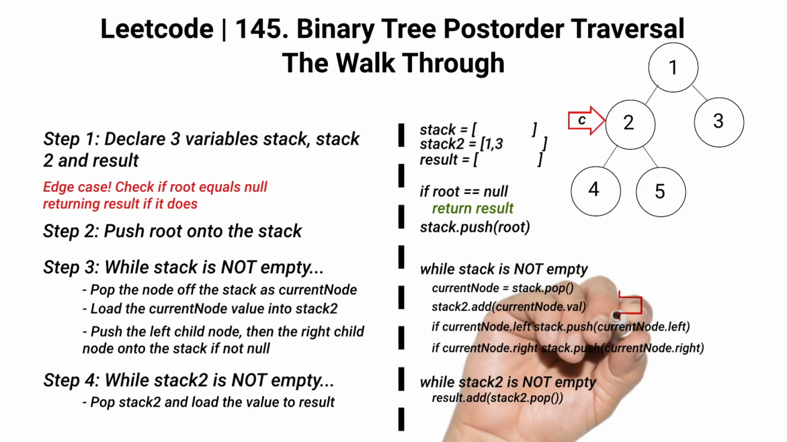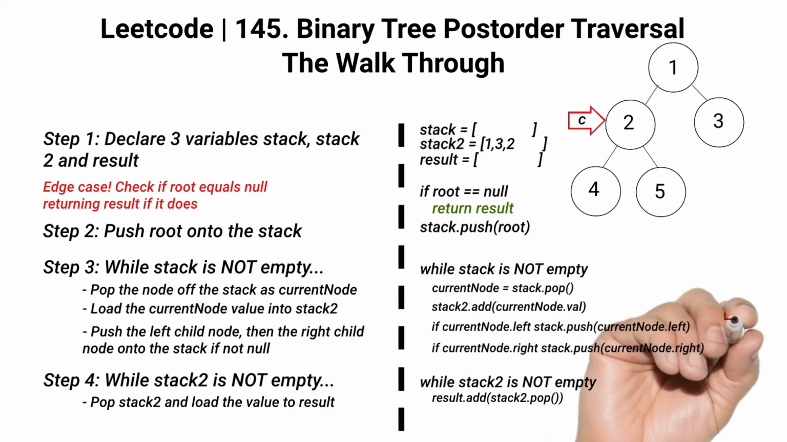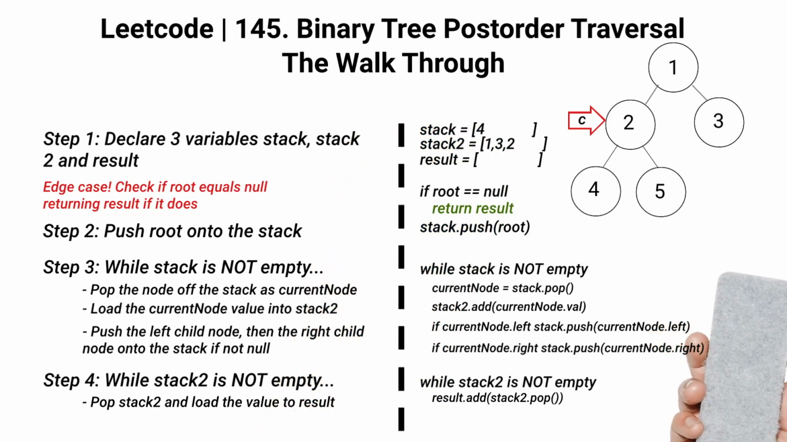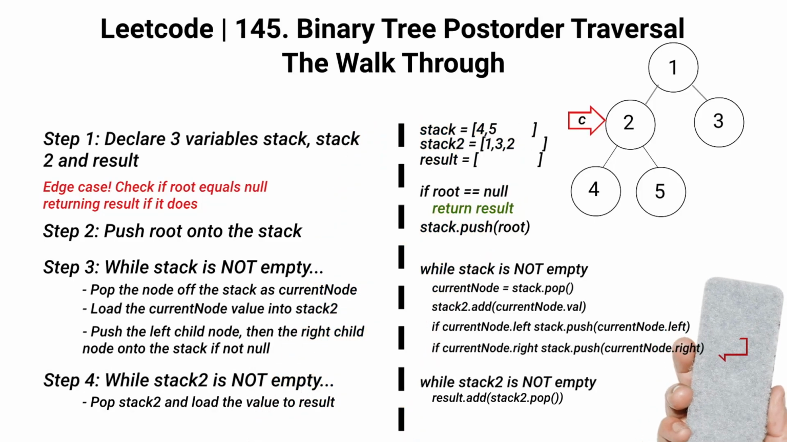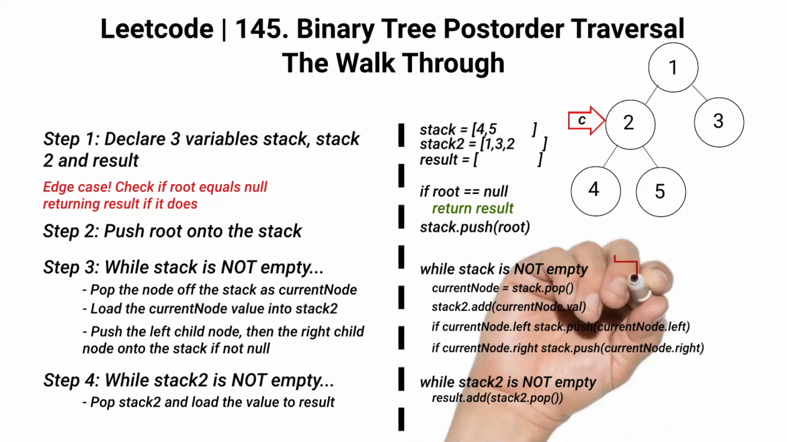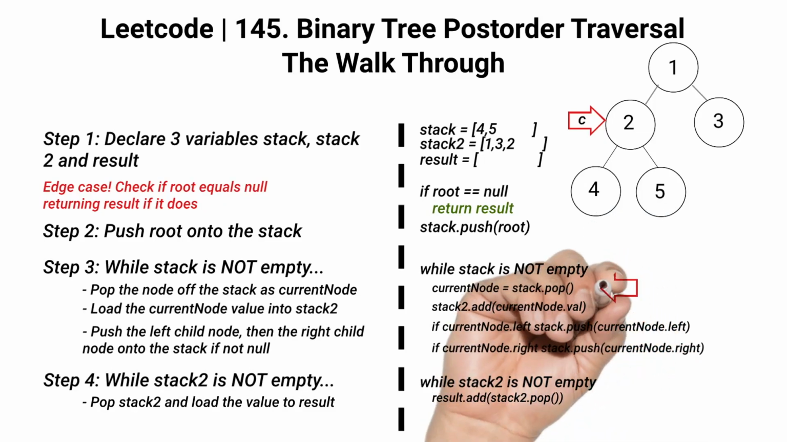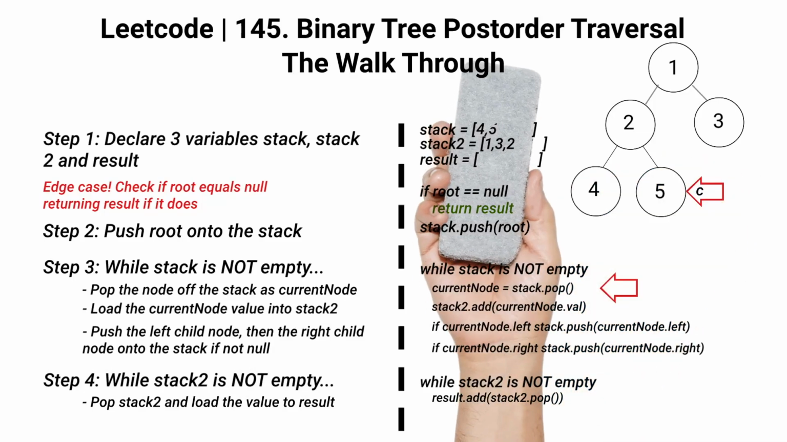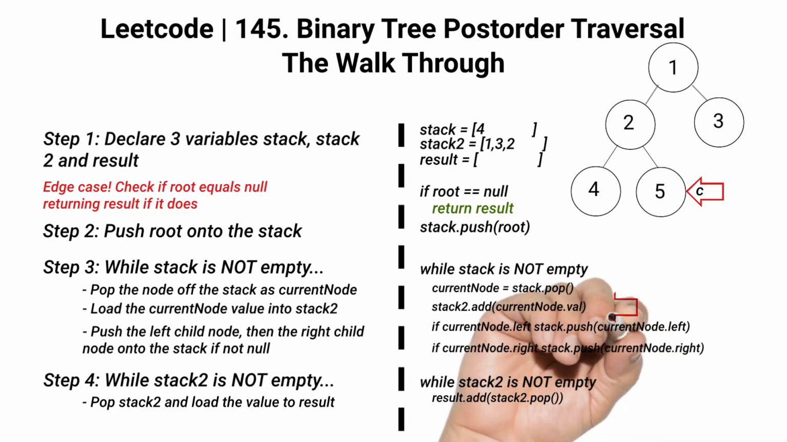Add 2 to stack 2. Check if it has a left node, which it does, so push the left node to the stack, which is the 4. Do the same with the right hand side, so push the 5 node to the stack. Back to the top, and while the stack is not empty, which it's not, pop the stack, so the current node is now the 5 node.